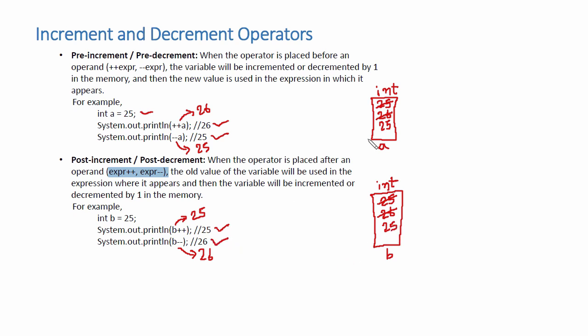So the final value of a and b is the same, which is 25. This happened because we first incremented the value by 1 and then decremented in both the cases, but the results of the statements are different depending on the pre or post operators. Let us see some examples of increment and decrement operators in Eclipse.